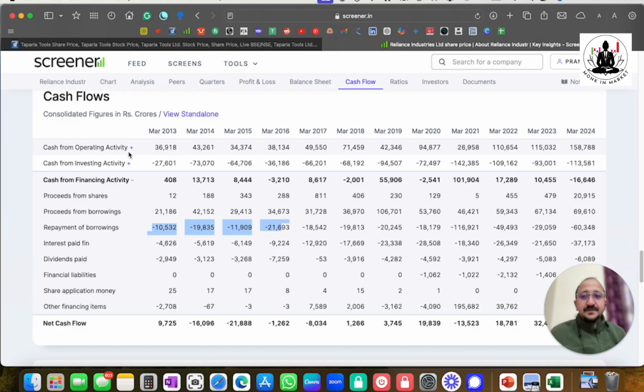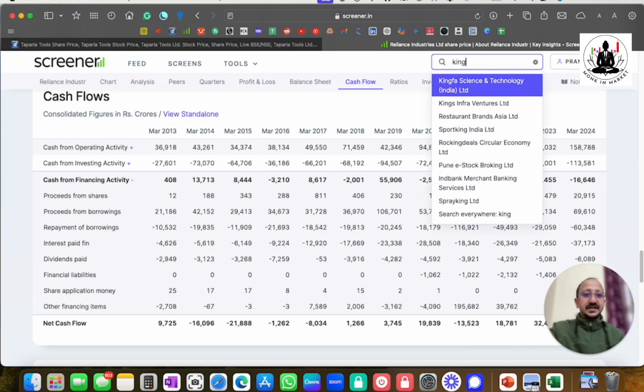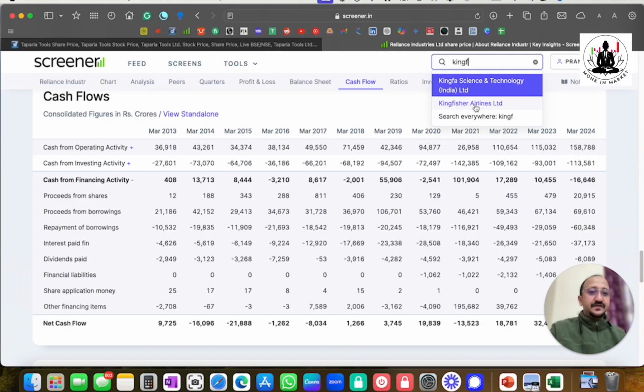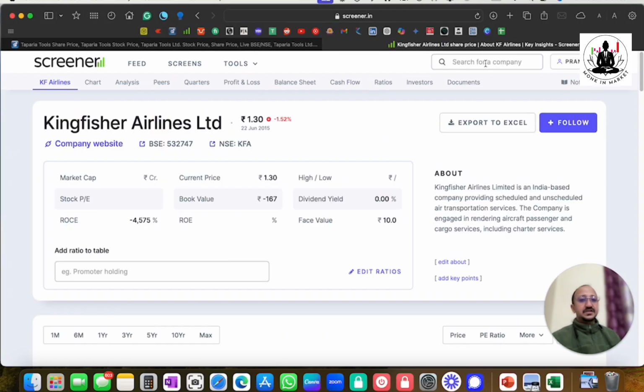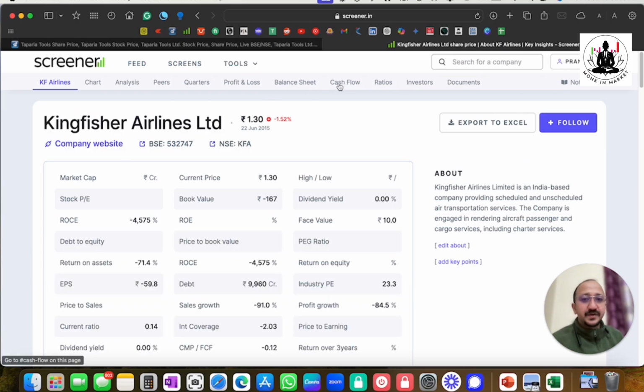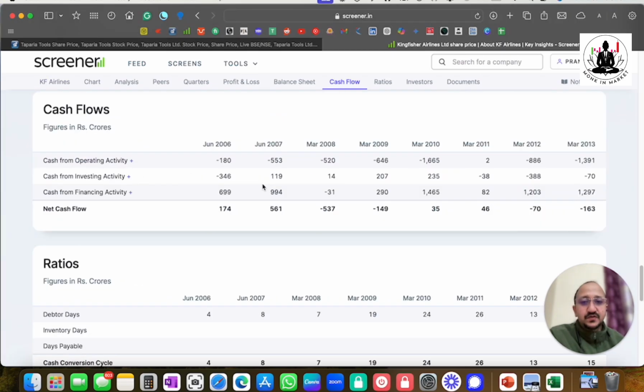What the thing is that if the operating activities are negative, that we are going to see in Kingfisher. Let's open for Kingfisher, guys. You will have a better clarity. Means if a company is bad, so what are the parameters that arise over there? So this is for the Kingfisher, everybody. Now let's open cash flow statement.